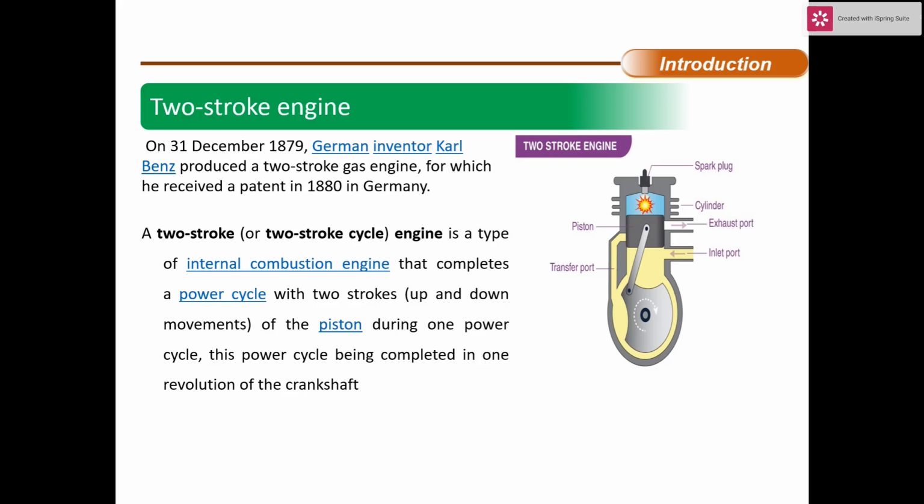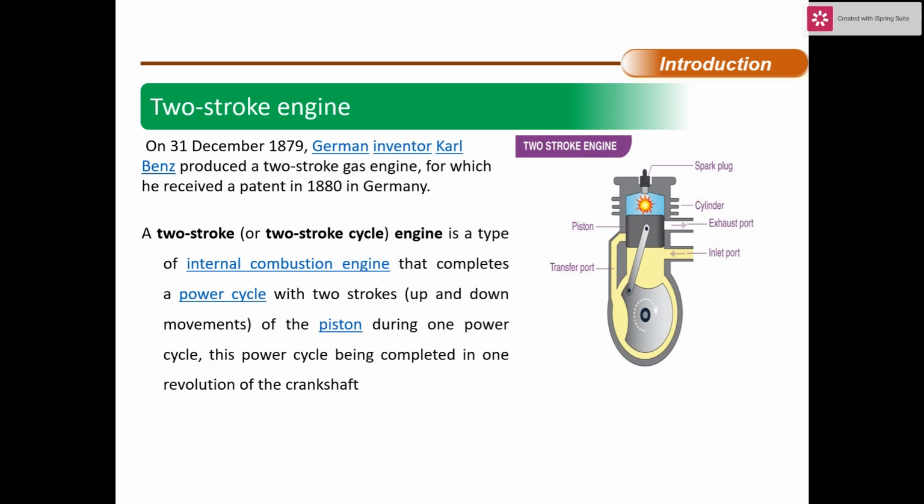A two-stroke engine is a type of internal combustion engine that completes a power cycle with two strokes, which means up and down movements of the piston during one power cycle, this power cycle being completed in one revolution of the crankshaft. In a two-stroke engine, the end of the combustion stroke and the beginning of the compression stroke happen simultaneously, meaning exhaust and inlet happen at the same time.